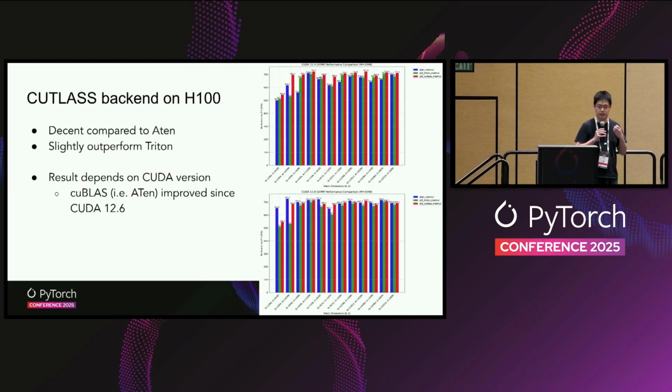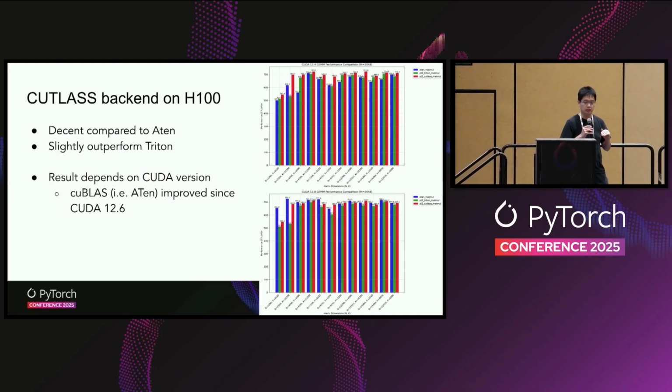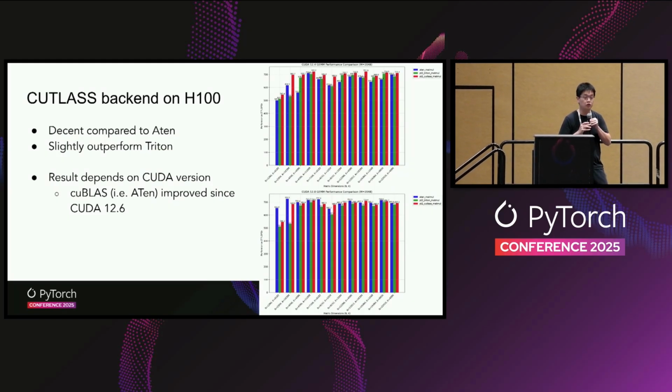On H100 with the CUTLASS backend, we see decent performance compared to AOTI and slightly outperform Triton. I just want to reiterate the motivation we talked about at the beginning: we don't aim to beat AOTI on all the shapes. What we care about is full coverage of shapes through auto-tuning and flexibility for fusion. Another thing I want to note is that results depend a bit on CUDA version, because cuBLAS, aka AOTI, improved a bit since CUDA 12.6.